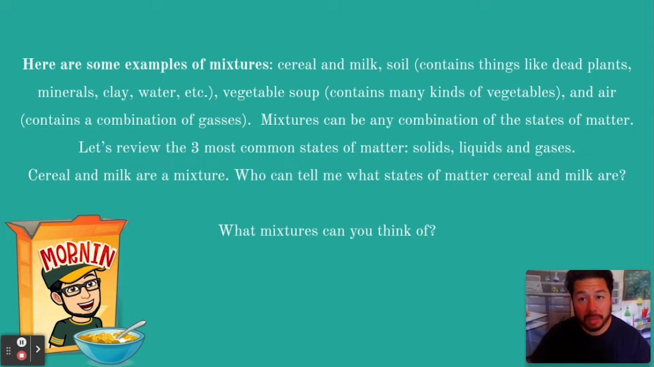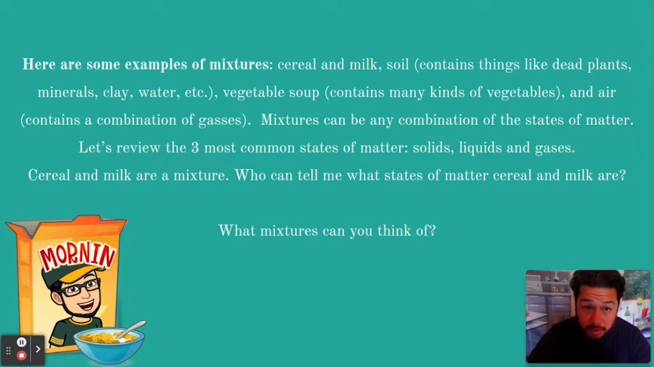Soil, which contains things like dead plants, minerals, clay, water, etc. That's a mixture. Vegetable soup. It contains many different kinds of vegetables. It also has a broth or a liquid. Even air. Air contains a combination of gases. Mixtures can be any combination of states of matter.